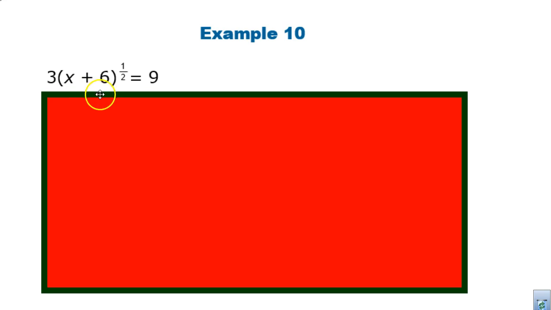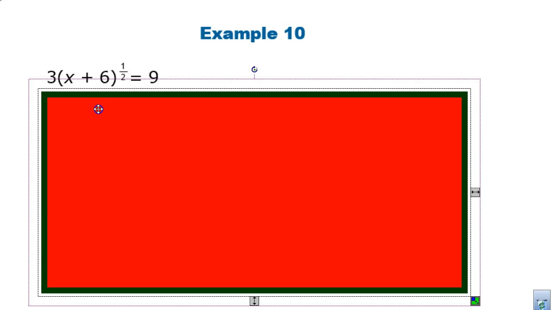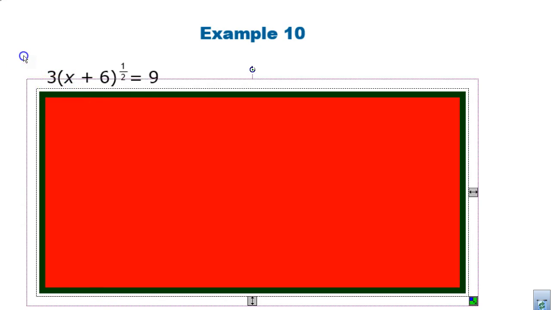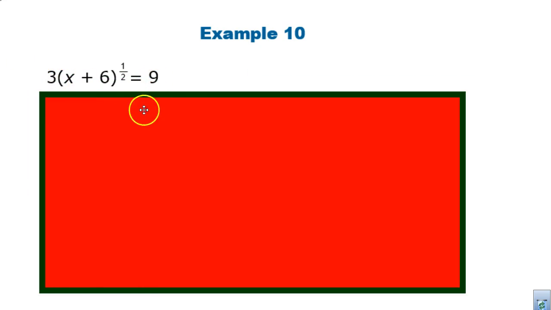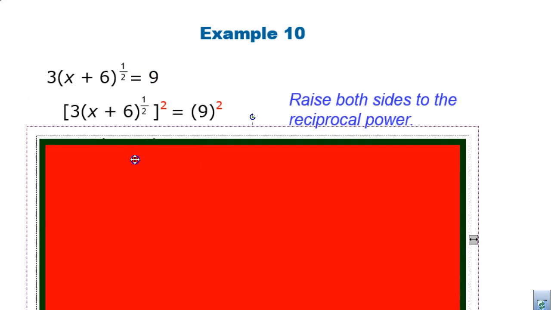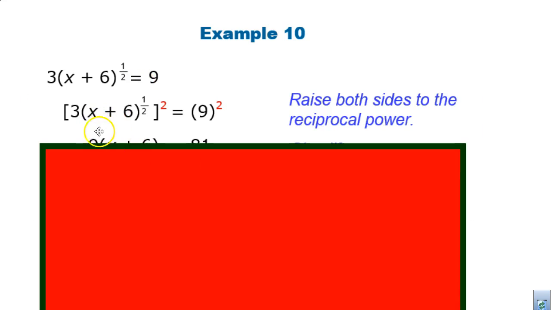All right, example 10 is going to be our last example today. There are different ways to do these. I don't want you to think that the way that I show you is always the only way, but there are good ways. For example, on this one, you could divide both sides by 3 first and then square both sides. It's also okay to just go ahead and raise both sides to the power of the reciprocal of 1/2, or to the second power since it's raised to the 1/2.